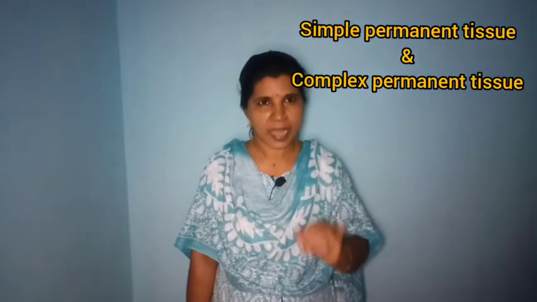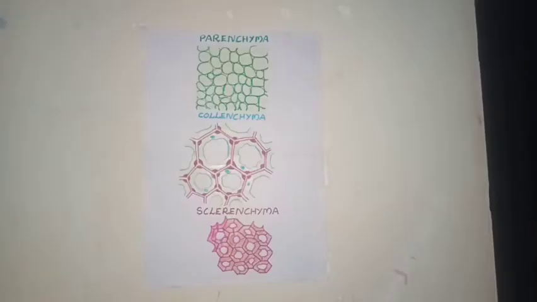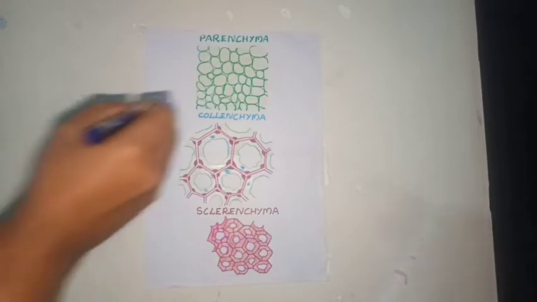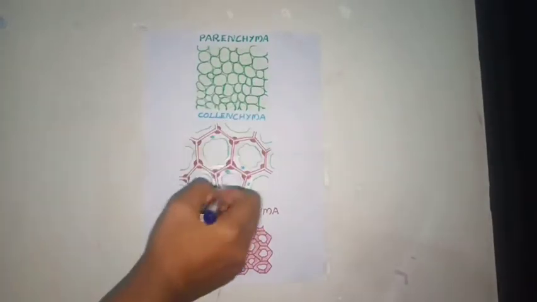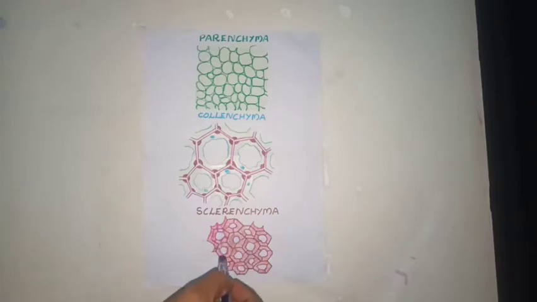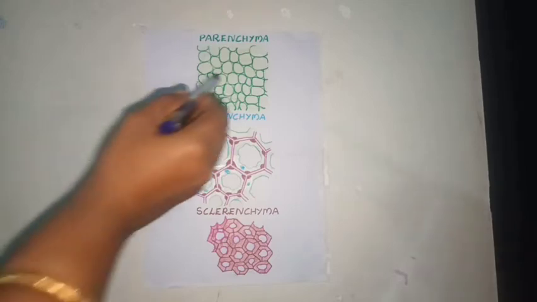Do you know which are the types of permanent tissue? Simple permanent tissue and complex permanent tissue. Now, we have to see the different types of permanent tissue. Okay? There are various types of simple permanent tissue: parenchyma tissue, collenchyma tissue and sclerenchyma tissue. Let's familiarize each type. Parenchyma tissue.